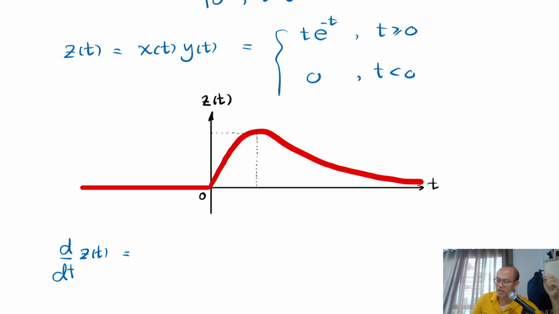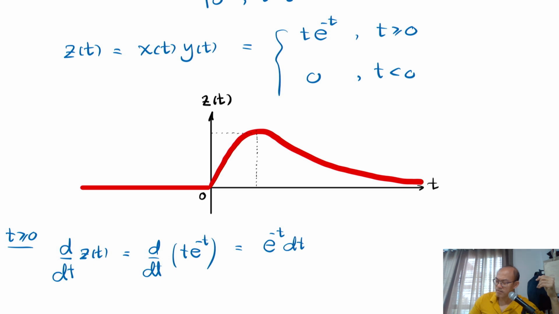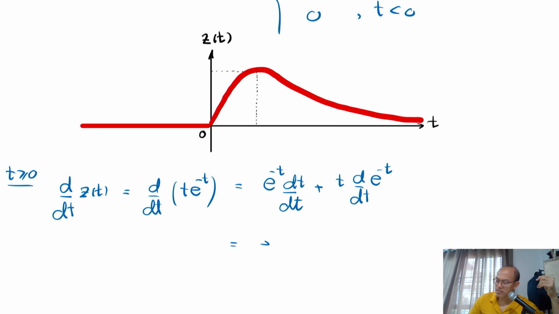Okay, when time is greater than 0, it becomes d of t e to the minus t, right? So I'm going to use the product rule, that is e to the minus t dt by dt plus t. This is by product rule, and that is e to the minus t minus t e to the minus t.